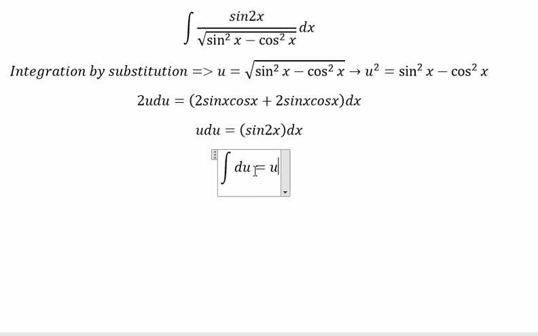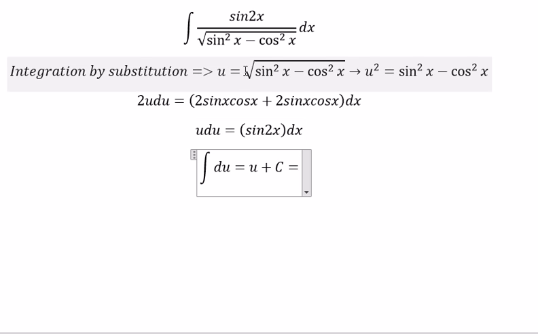And now we get u plus c. For u, we need to change back to this one.